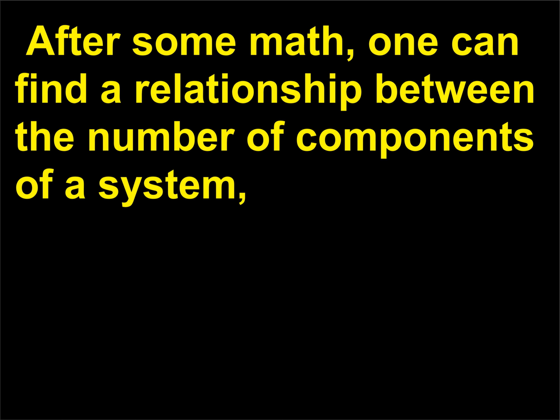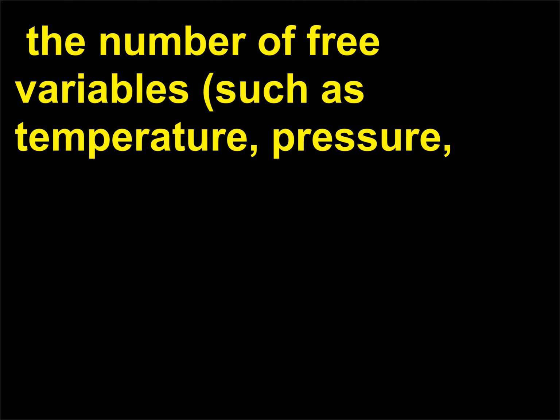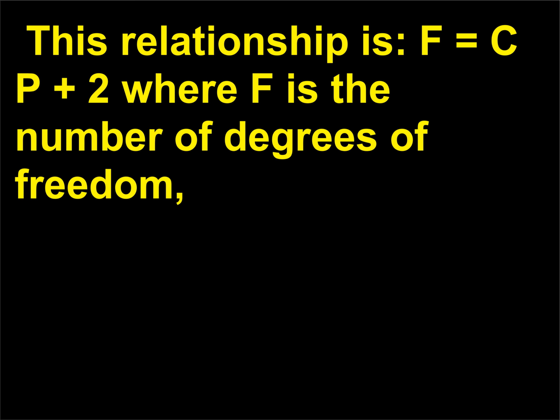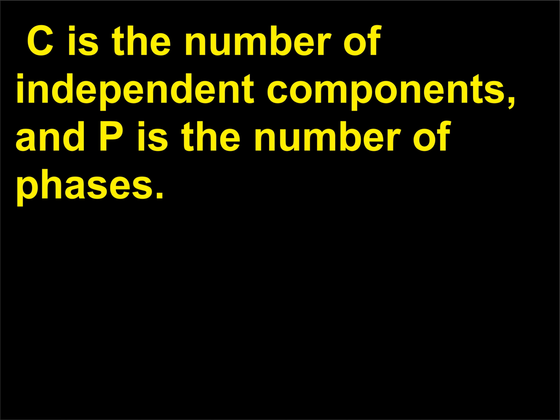After some math, one can find a relationship between the number of components of a system, the number of free variables, such as temperature, pressure, or the fraction of a given component present in a mixture, and the number of phases that can be in coexistence. This relationship is F = C - P + 2, where F is the number of degrees of freedom, C is the number of independent components, and P is the number of phases.